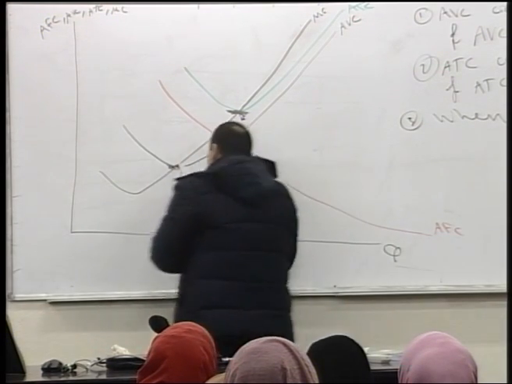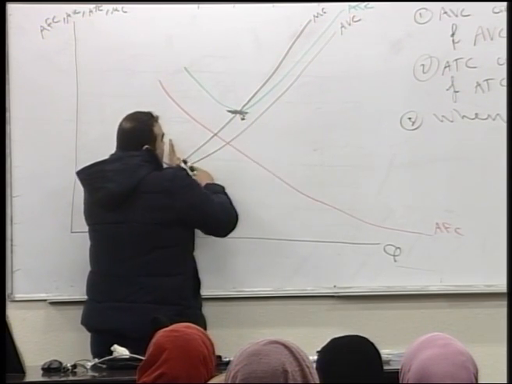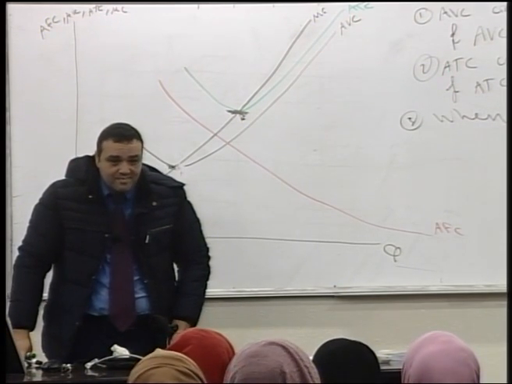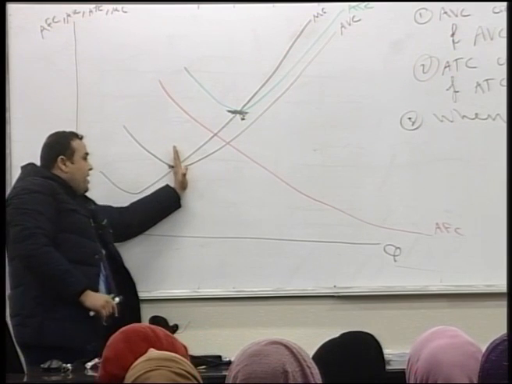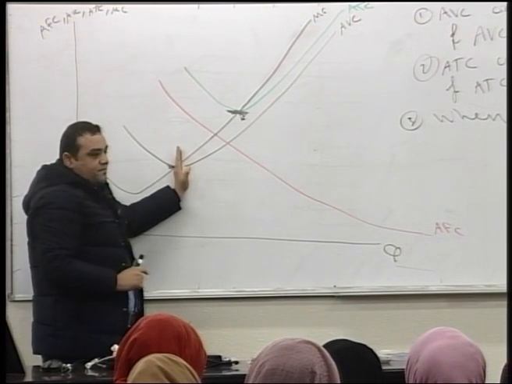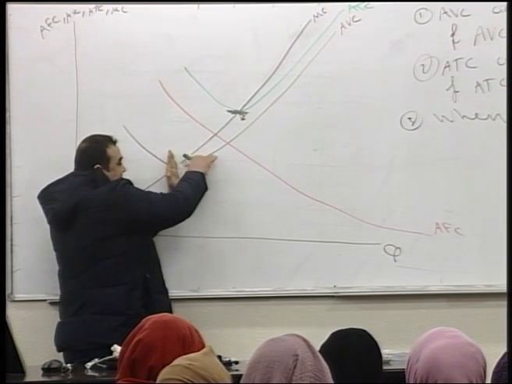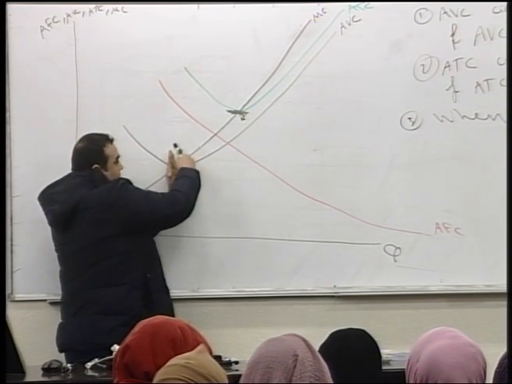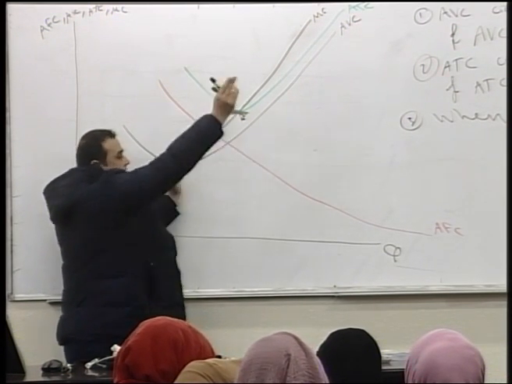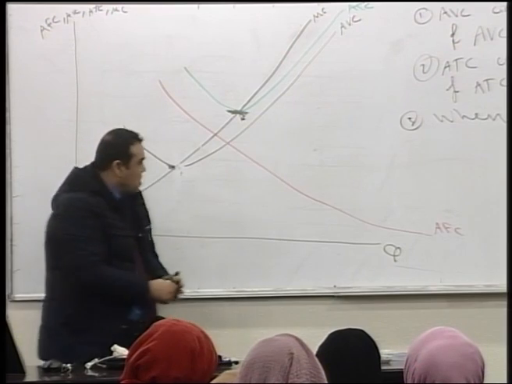Of course the right side here. When MC is bigger than AVC, AVC is increasing. So at the left side, when AVC is bigger than MC, AVC is decreasing. At the right side of point A, when AVC is less than MC, which is higher, MC or AVC? MC is bigger than AVC, and AVC is increasing. That's it.